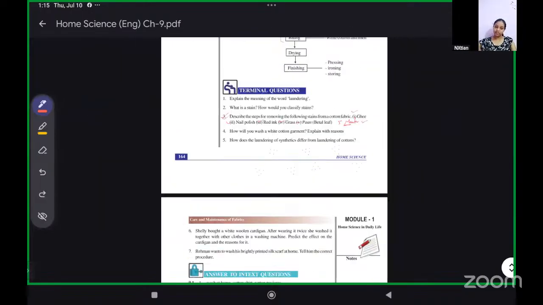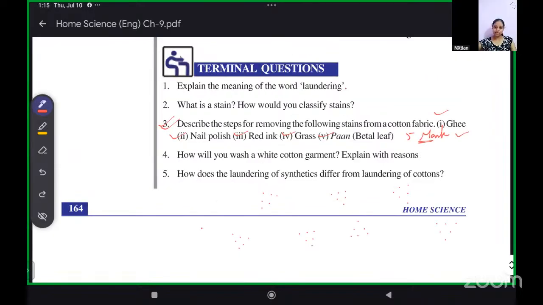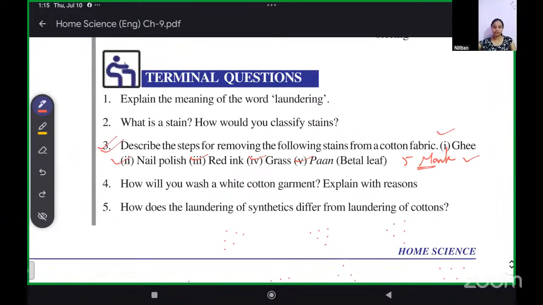Also, ma'am, in the table they give the fresh and old, like how to deal with fresh and old stains. Do we have to write both or just fresh? Because till now I only wrote how to deal with the fresh stain, not the old one. For removing the following stains from a cotton fabric, you can write down fresh if the question mentions fresh. But if the question mentions old, then old.